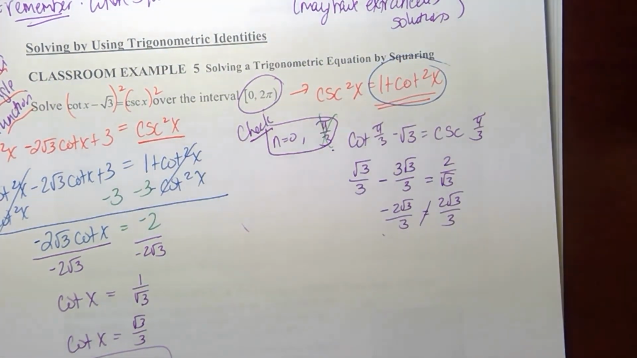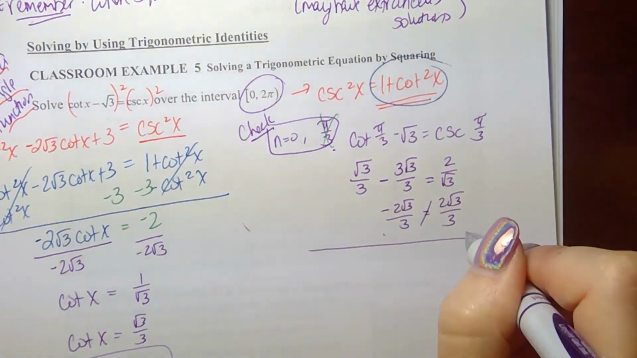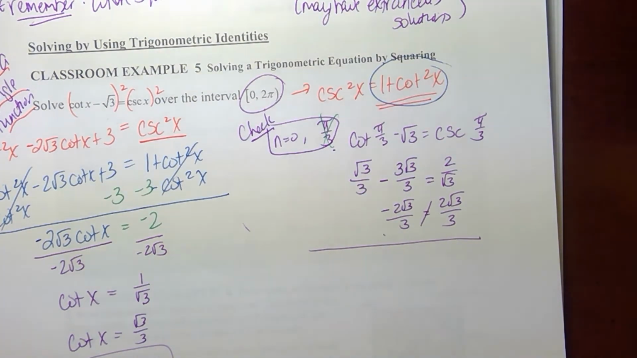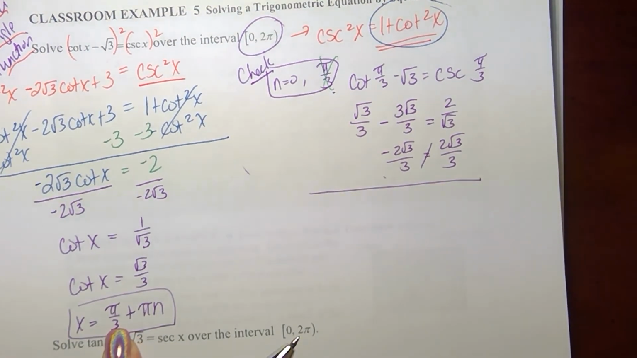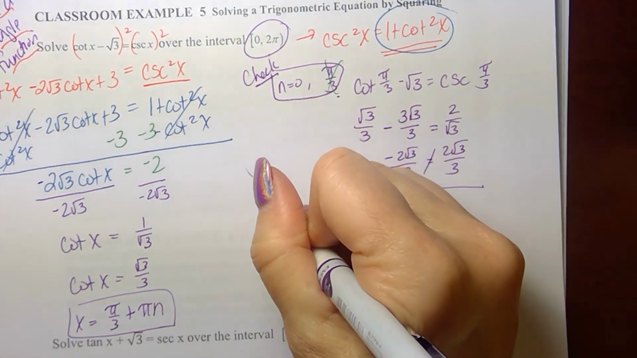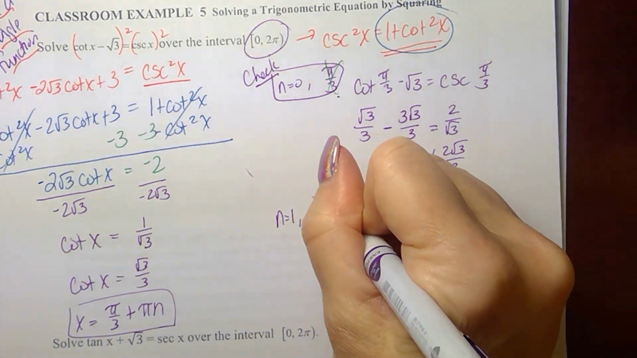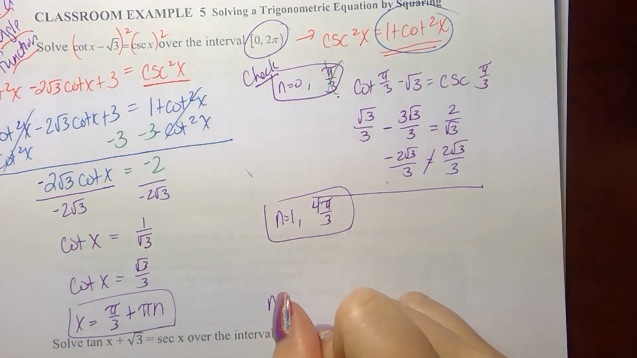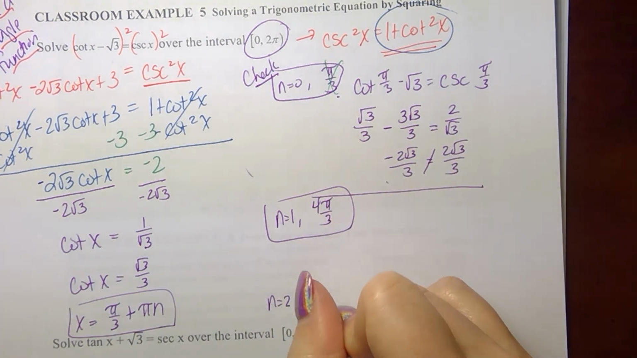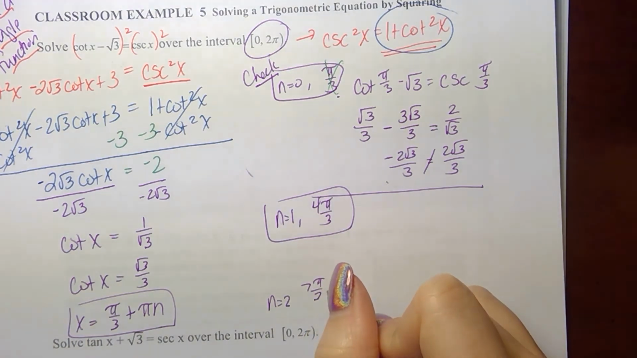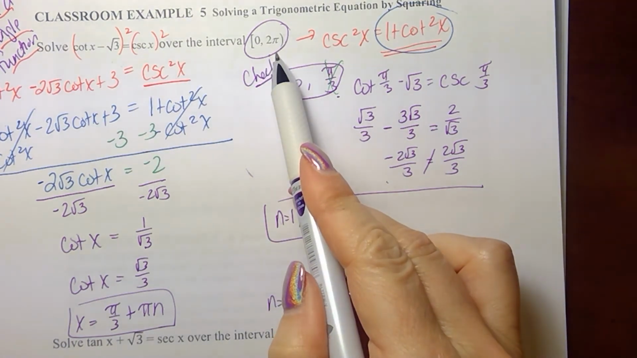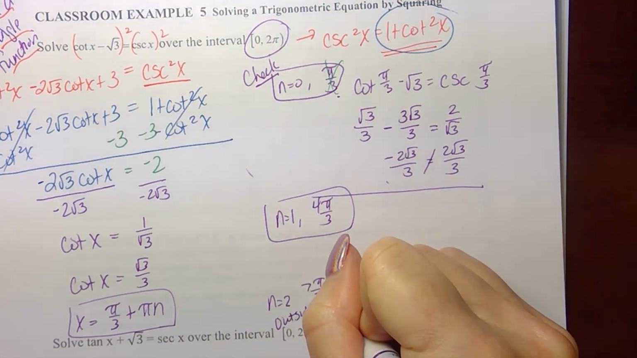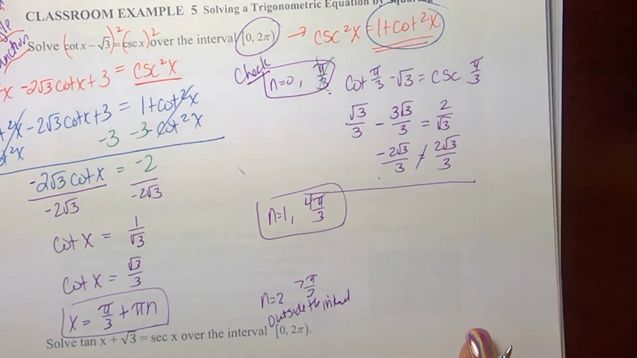That one doesn't work. Well, where's the next place that I have a cotangent function value of square root 3 over 3? Well, I add pi to pi thirds. When I add pi to pi thirds, I get 4 pi thirds. So let's check that. Where n equals 1, I would have 4 pi thirds. Now, if I go to n equals 2, if I kept going, I would have 7 pi thirds. 7 pi thirds is outside the interval. So I can stop. This is the last one I need to check.